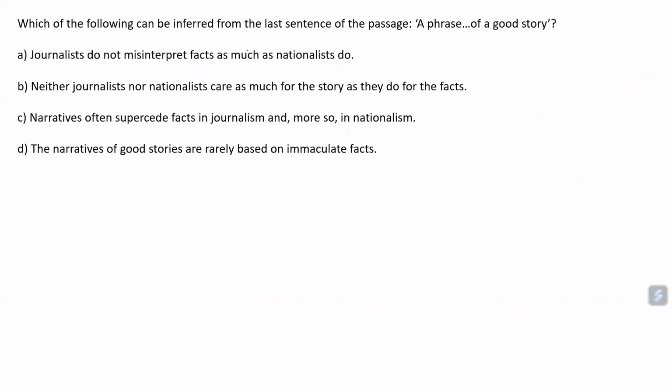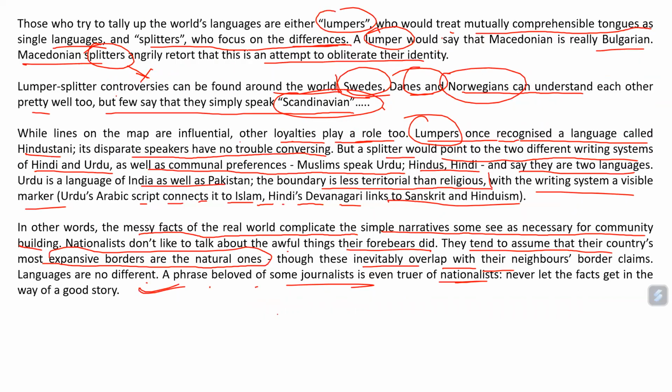Which of the following can be inferred from the last sentence of the passage? A phrase of a good story, right? So when I'm talking about a phrase of a good story, let's see the last paragraph. What does it say? In other words, the messy facts of the real world complicate the simple narratives some see as necessary for community building. Nationalists don't like to talk about the awful things their forebears did. They tend to assume that their country's most expansive borders are the natural ones, though these inevitably overlap with their neighbours' border claims. Languages are no different. Right? So this is being told in the last paragraph.